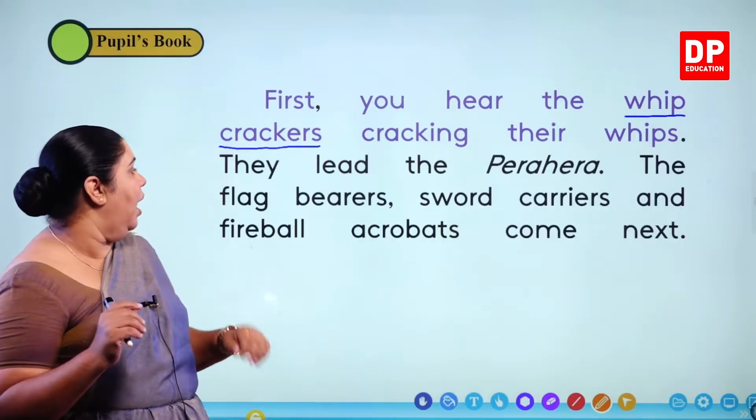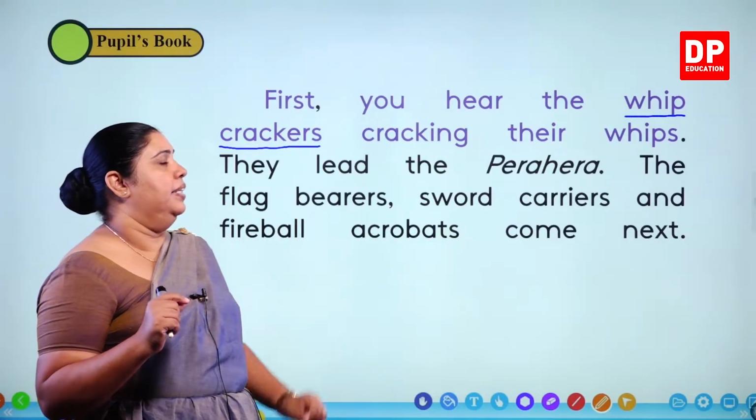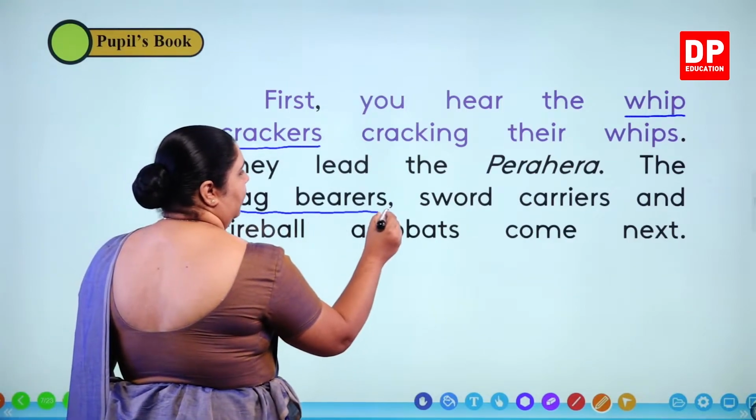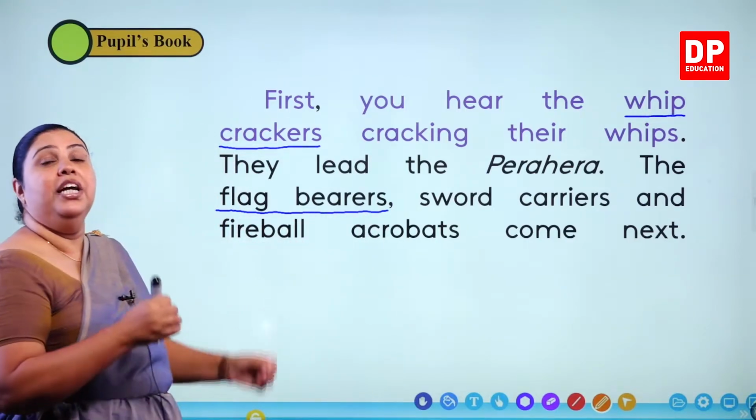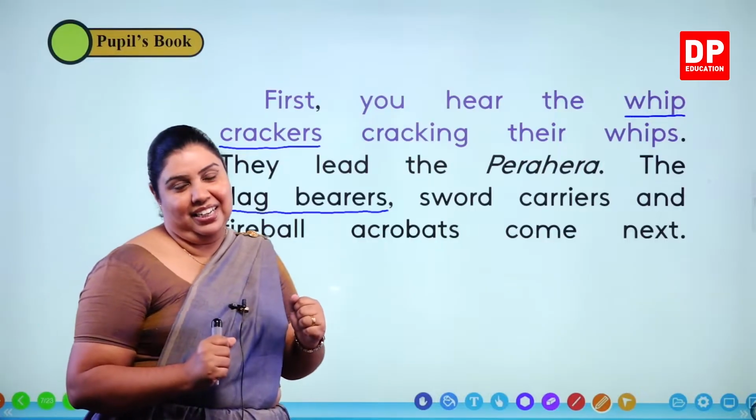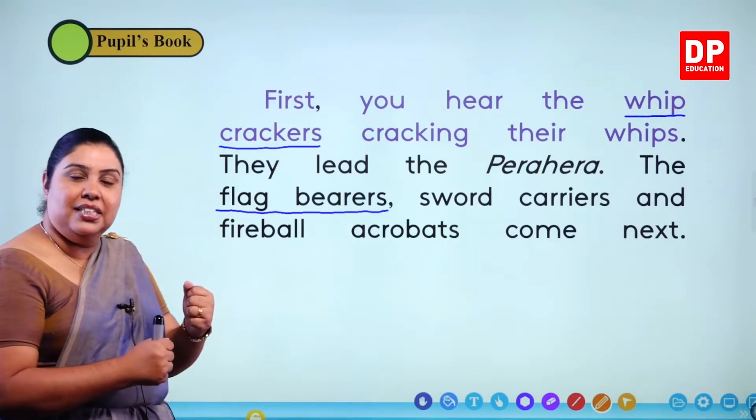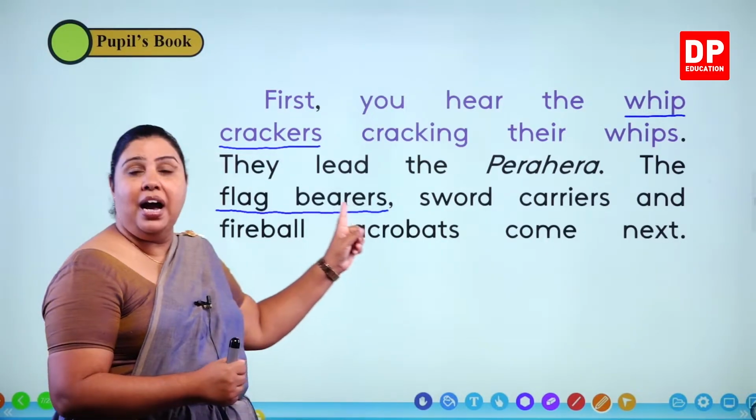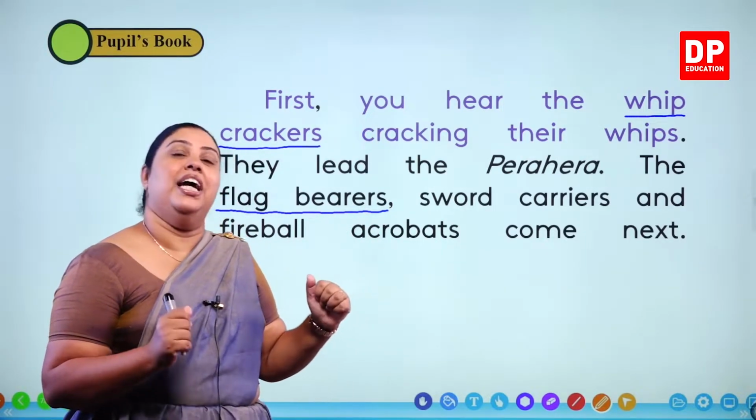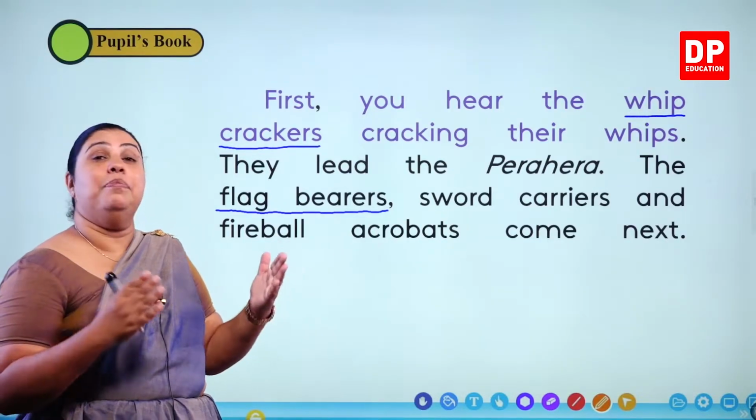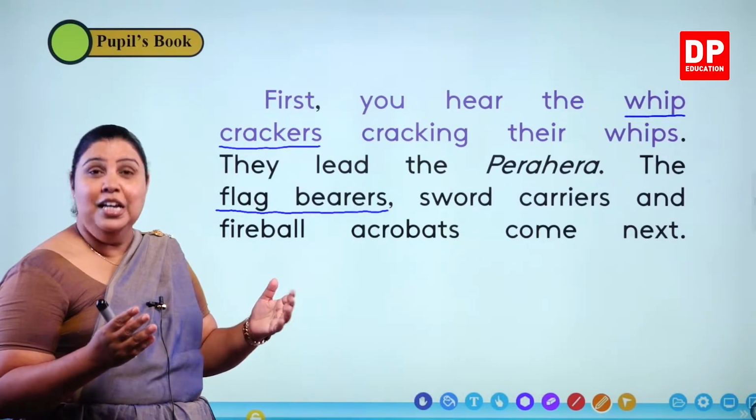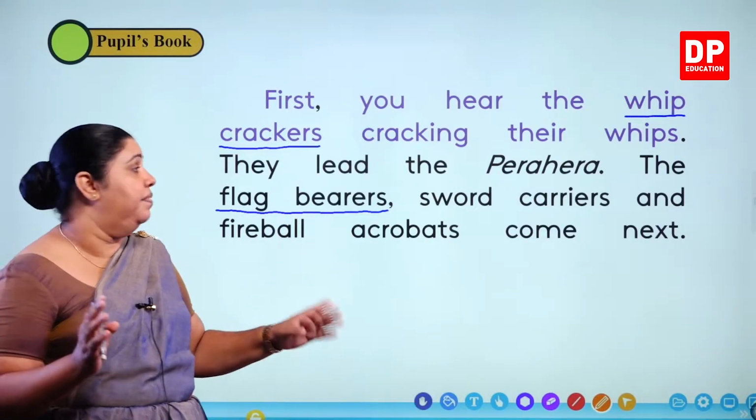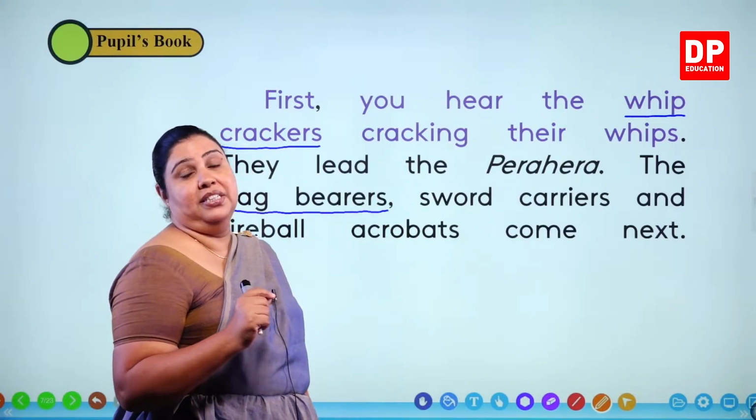Now who are the flag bearers? Flag bearers are those who carry flags. The person who carries a flag is called a flag bearer. There are flag bearers in the Kandy Perahera. So, flag bearers. Then next we have sword carriers.